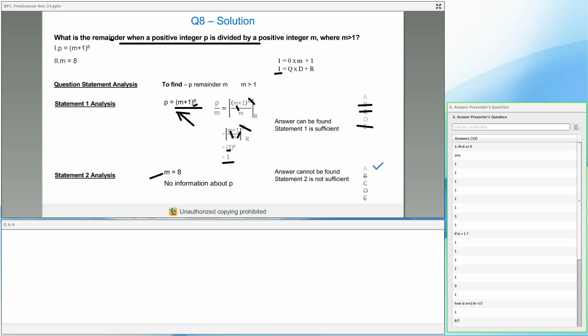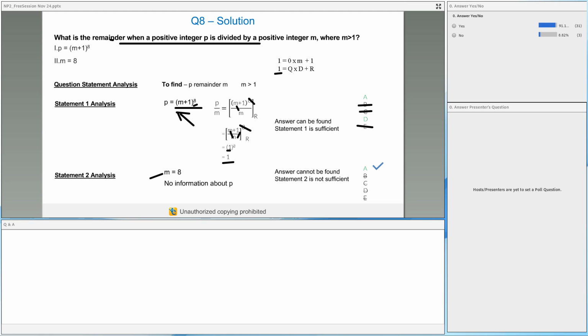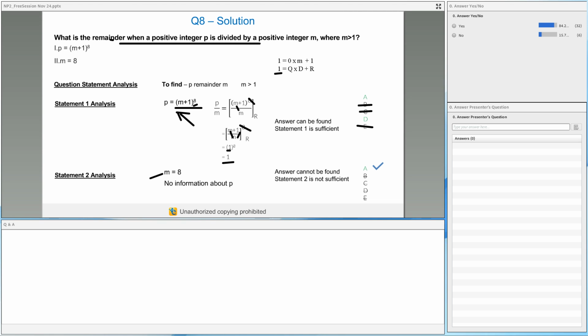Let me bring the yes and no poll. That would be easy to visualize. Kindly mark yes if this is perfectly clear. If there are any doubts, please ask in the Q&A pod. It's a bit difficult to view your queries in the answer presenter's question, so if you have any doubts, please ask in the Q&A pod.